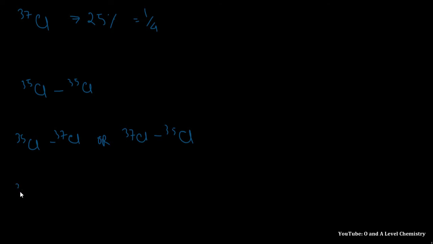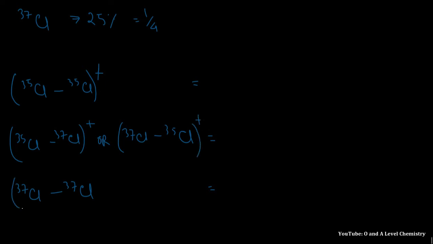And lastly, we can have a 37 chlorine bonding with a 37 chlorine. So if this becomes ionized, just like the bromine case, for this I'm going to have a 70 m by e. Here I'm going to have a 72 m by e. And here I'm going to have a 74 m by e.